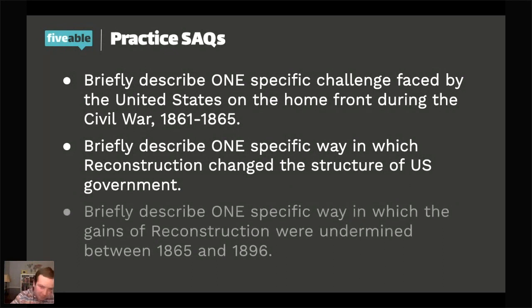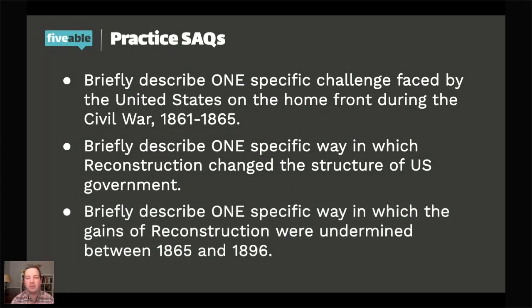And then briefly describe one specific way in which the gains of Reconstruction were undermined between 1865 and 1896. 1865 is the end of the Civil War and the start of Black Codes. 1896, which is going way beyond Reconstruction, but still talking about some of these problems, is going to be the famous case of Plessy v. Ferguson, which legalizes Jim Crow, legalizes racial segregation, and thus completely undermines the 14th Amendment because you can't be equal if you are separate. So those are some practice short answer questions.